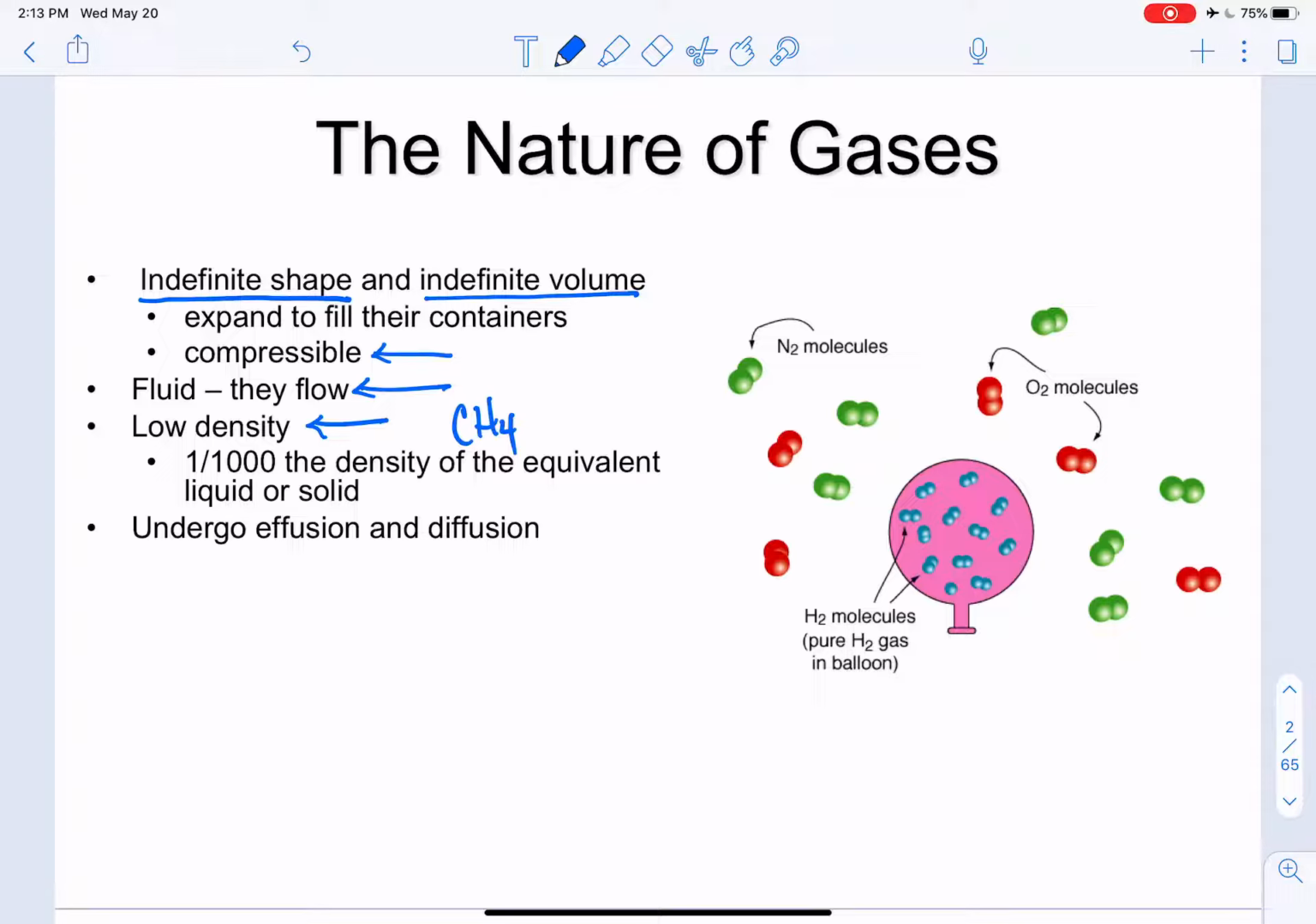They also undergo effusion and diffusion. Now, most of us have heard of diffusion, and specifically diffusion of water, which is called osmosis. So maybe we're sitting here thinking, what on earth is effusion? Well, I have a slide for that. Yay!